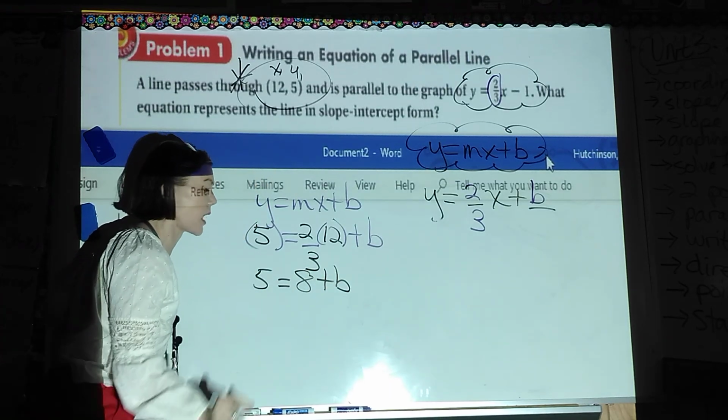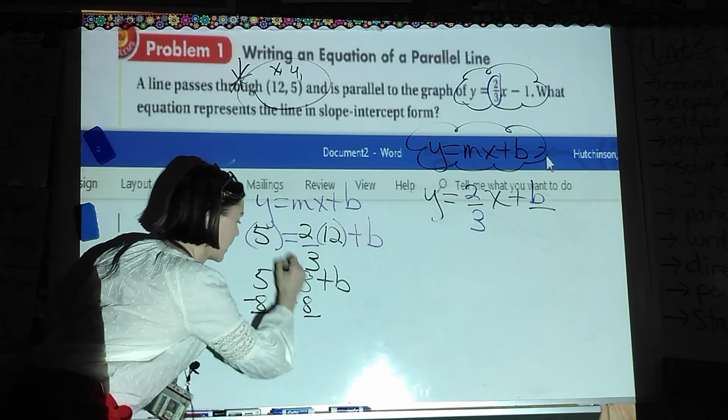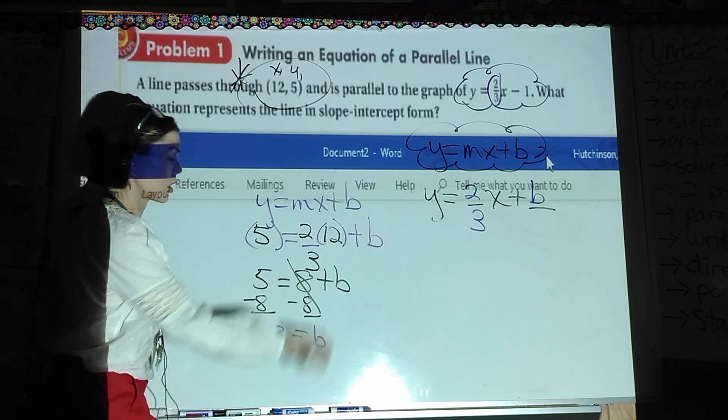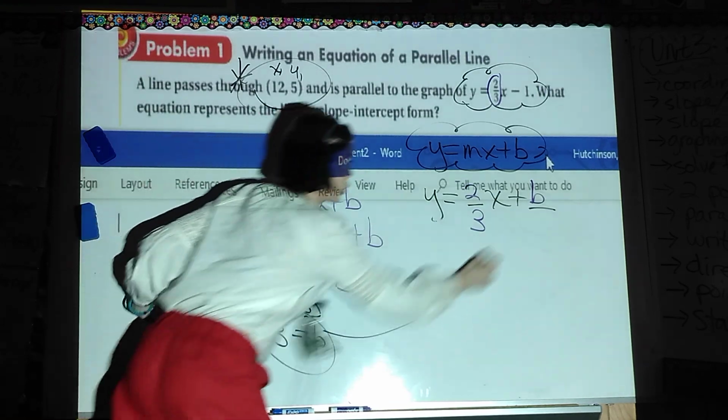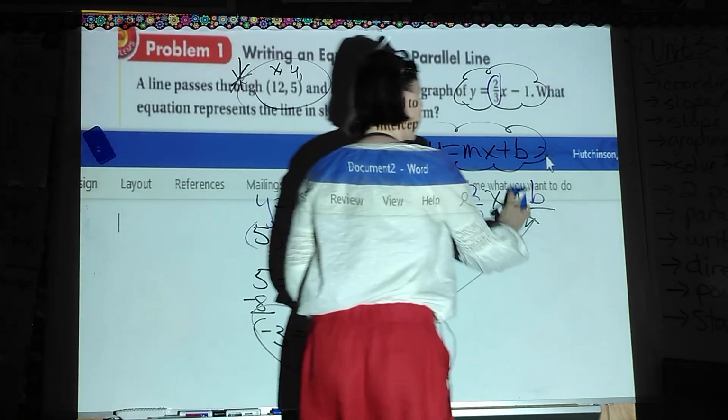Have we solved for b yet? No. What's the final step? Subtract 8 from both sides. Cancel. b equals -3. And what do you think goes? Watch this. Check it out. Right there. Okay. Erase it.